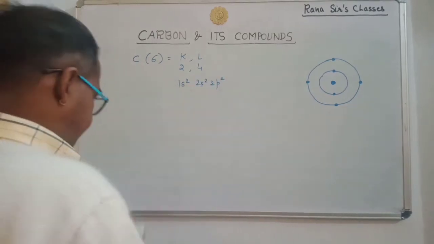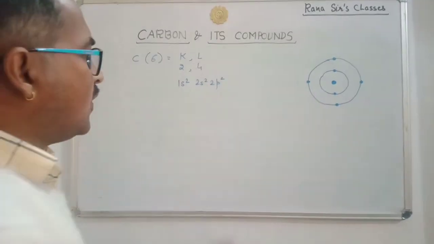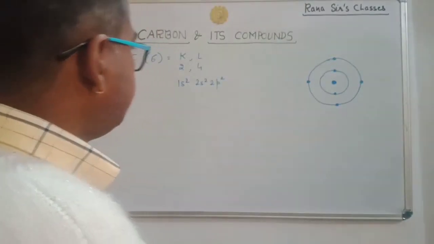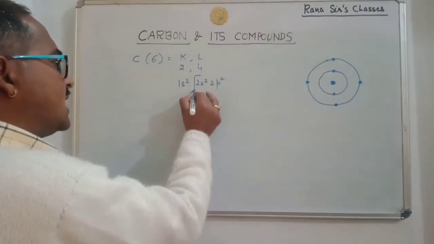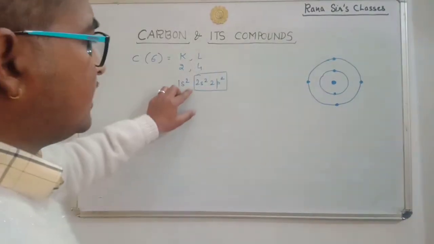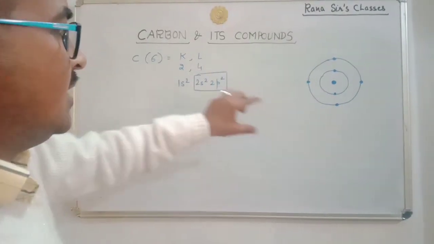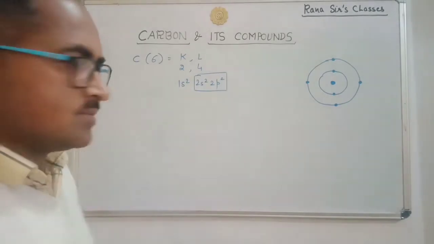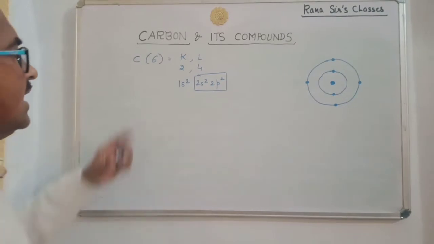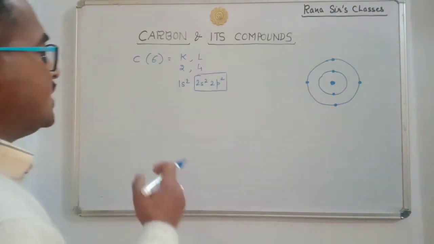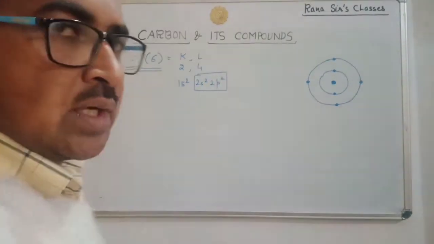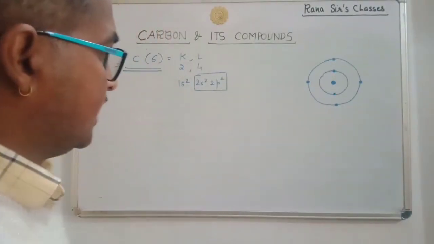So there are 4 electrons in its valence shell. These 4 electrons are responsible for bond formation with other atoms to form compounds which have carbon as one of the constituents. So this is the basic condition of a carbon atom.